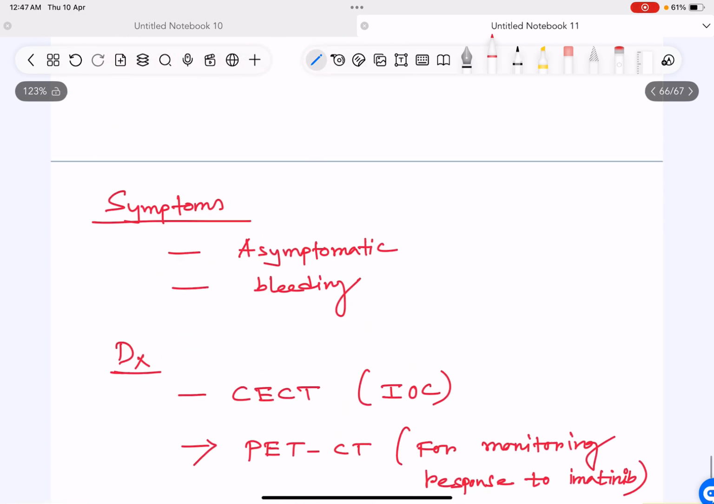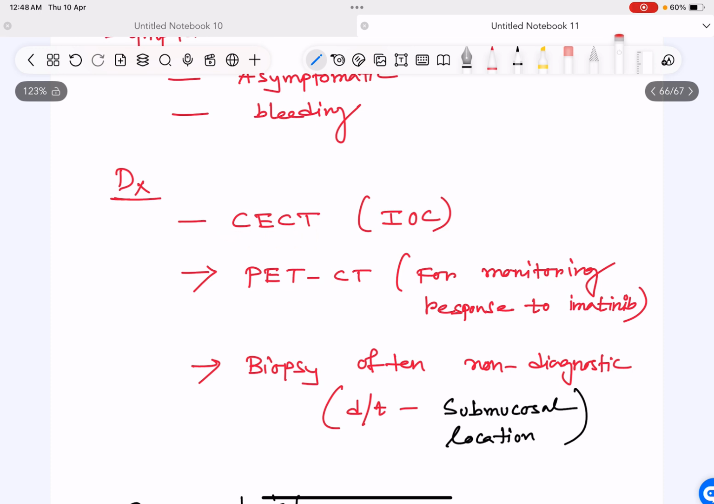Now the symptoms. Most common symptom is asymptomatic, because GIST is mostly extraluminal growth. Because it is a vascular tumor, it bleeds. So the most common symptom is no symptom. Most common presenting feature, if they present, is bleeding.